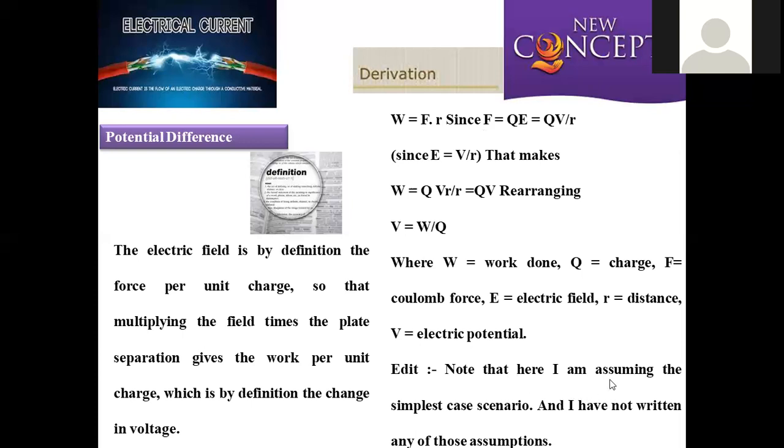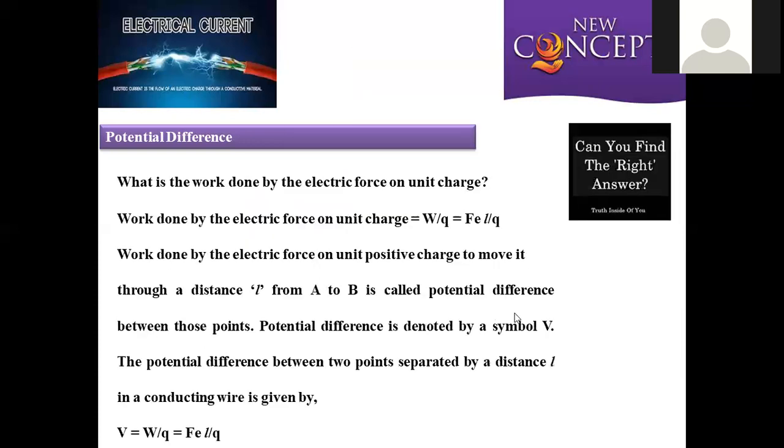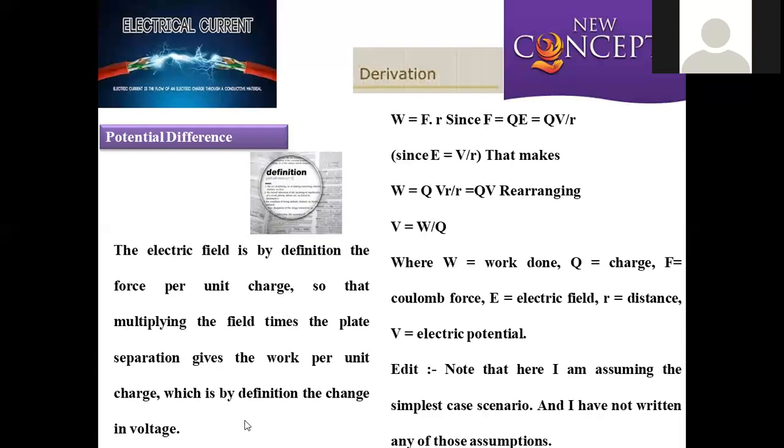So here, note that 1 ampere, assuming the simplest case scenario, and I have not written any of these assumptions, right? So this is the finalized equation in order to measure this potential difference. And what is the work done by the electric force on the unit charge? So on the unit charge, the work done is V = W/Q. That is given by F_E × L / Q.